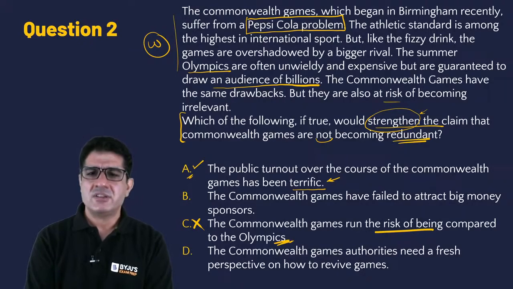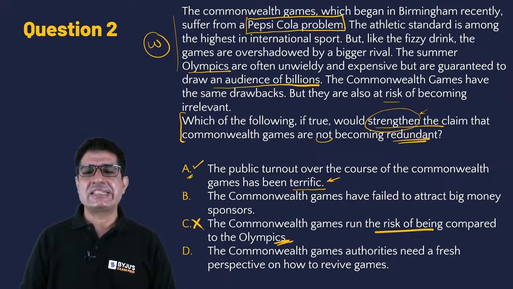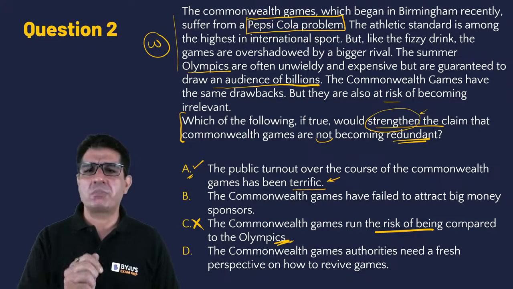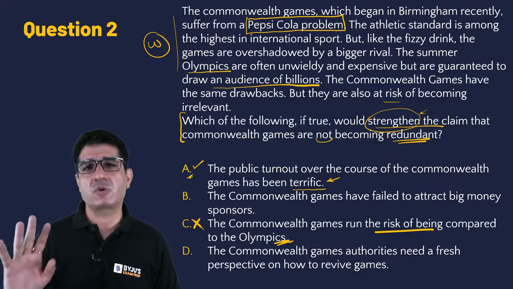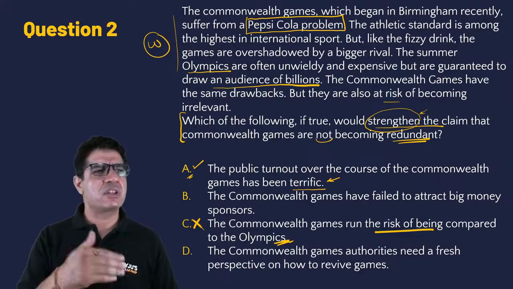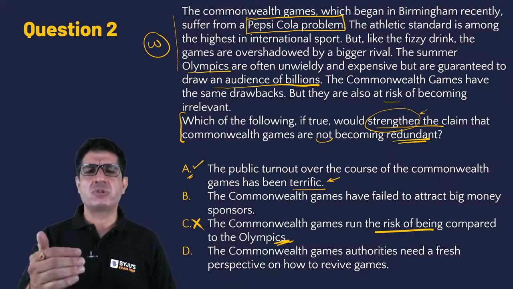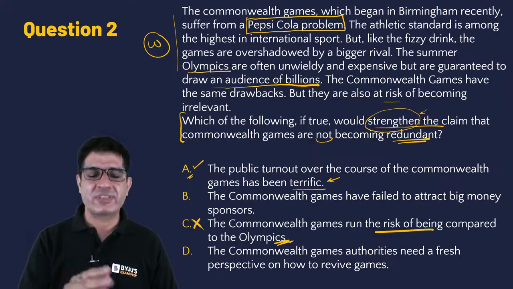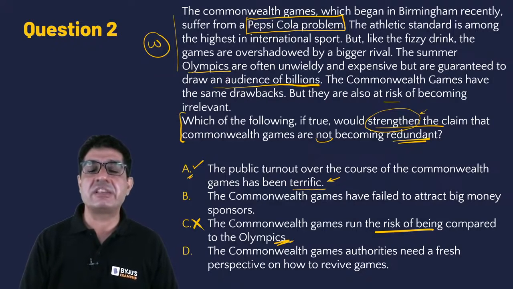Right? So if you look at C, this goes on to support the premises. In the entire argument, we are comparing Commonwealth Games with Olympics. C also says that they run the risk of this comparison. And if they run the risk of this comparison, if it is true, then you are lending credence to the premises. You are strengthening that argument, whereas in reality, we are supposed to weaken it.